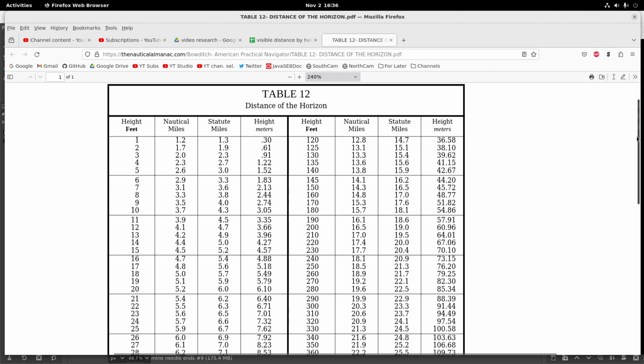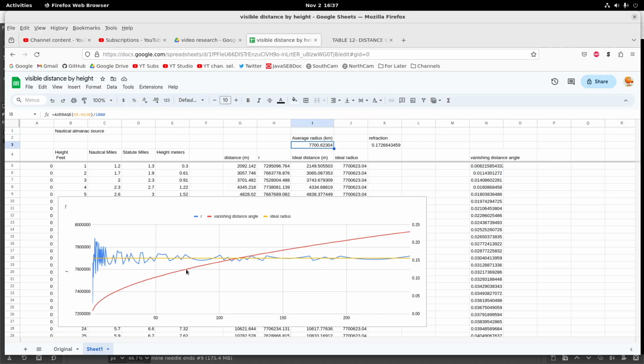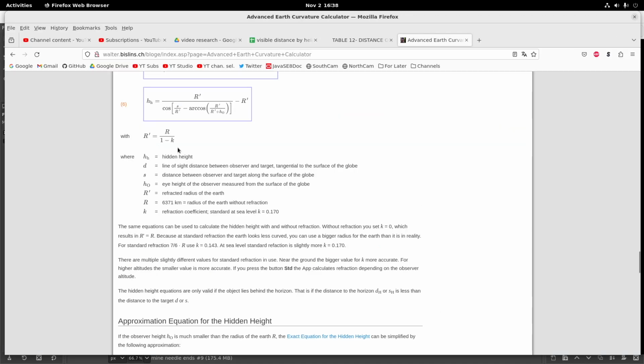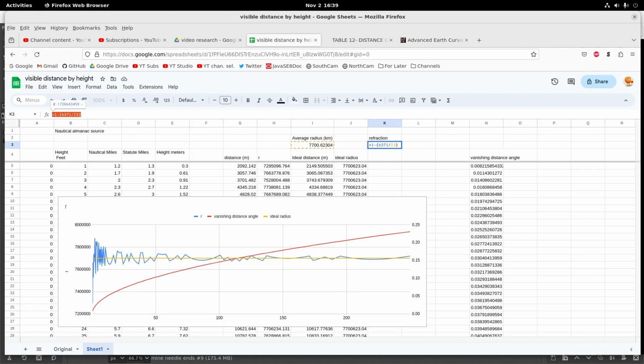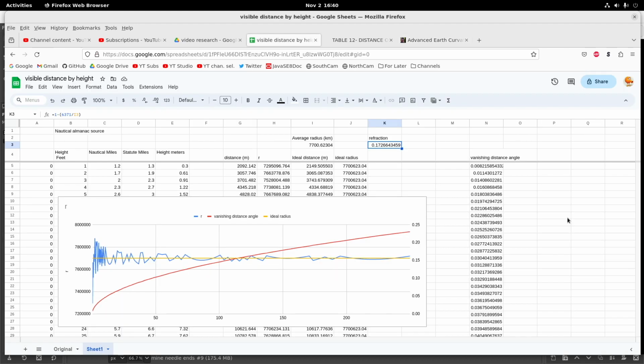So a good question to ask flat earthers is, if this table is accurate, and I have no reason to doubt its accuracy, otherwise it would not be published in the Nautical Almanac, then why, deriving a very, very simple formula, can I calculate a radius of the Earth that, if I also solve this equation for k right here, I get the same refraction coefficient, for example, that is referenced in Walter Bisland's Earth curve calculator. So that's going to be it for now.